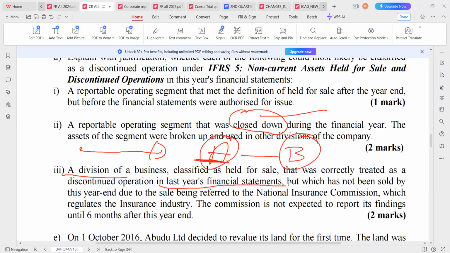Finally, a division of a business classified as held for sale that was correctly treated as a discontinued operation in last year's financial statements, but has not been sold by this year due to the sale being referred to the National Insurance Commission, which regulates the insurance industry. The commission is not expected to report its findings until 6 months after the year end. So can they still classify it as a discontinued operation or not?